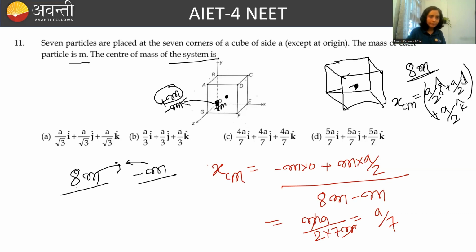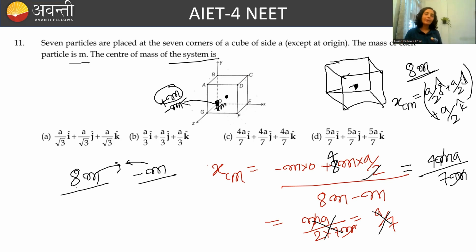Sorry, we made one mistake here. Mass of another system is not m, it is 8m. So this will become 4, right? And this is wrong. If you solve it, this will become how much? 4ma by 7m. So this will become 4a by 7. So xcm is 4a by 7. Similarly, if you calculate ycm, again 4a by 7. Zcm is 4a by 7. So the answer will be what? C. Okay, let's go.